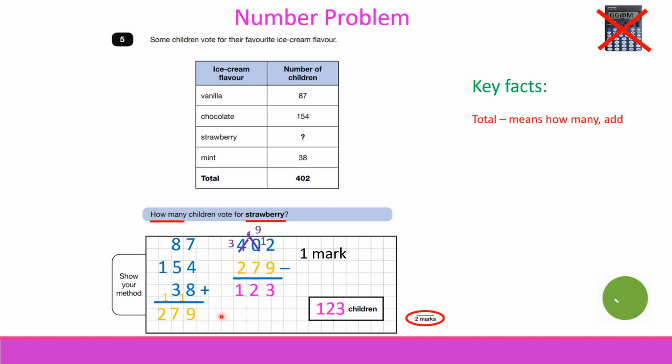There are alternative methods to be able to show you to do this question. I've just shown you the way that I would approach the question by adding up all the values of the flavours you've been given so far. Take it from the total to give you the answer of 123.